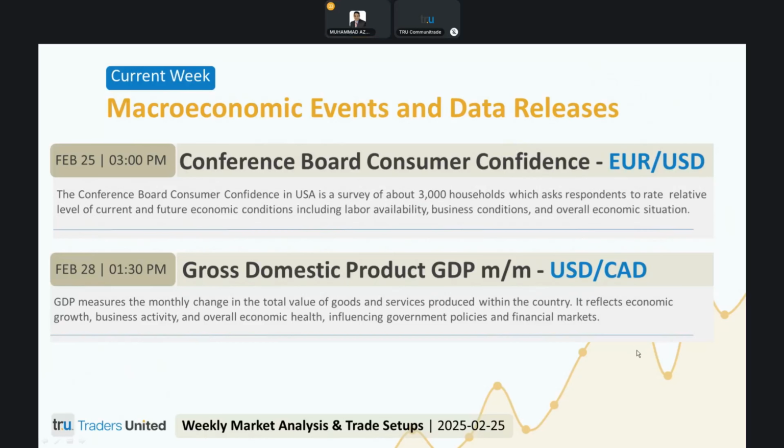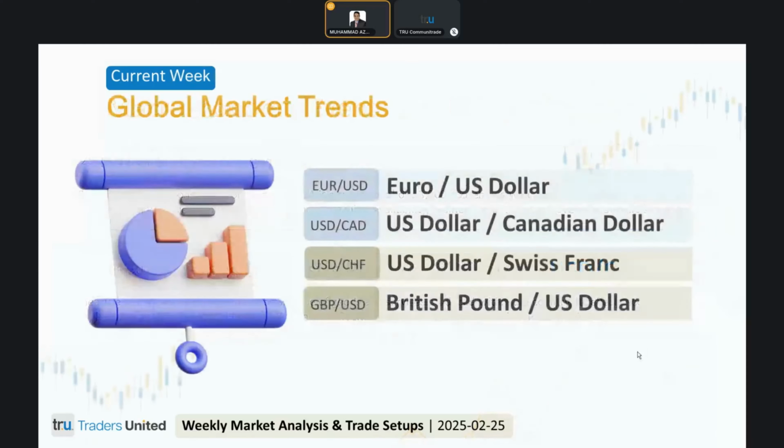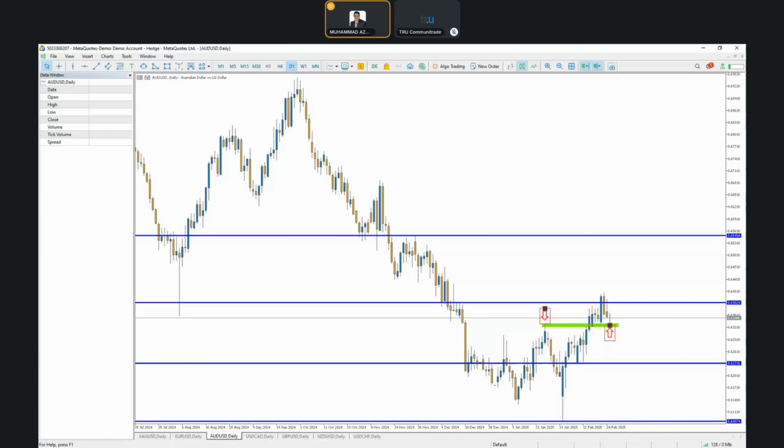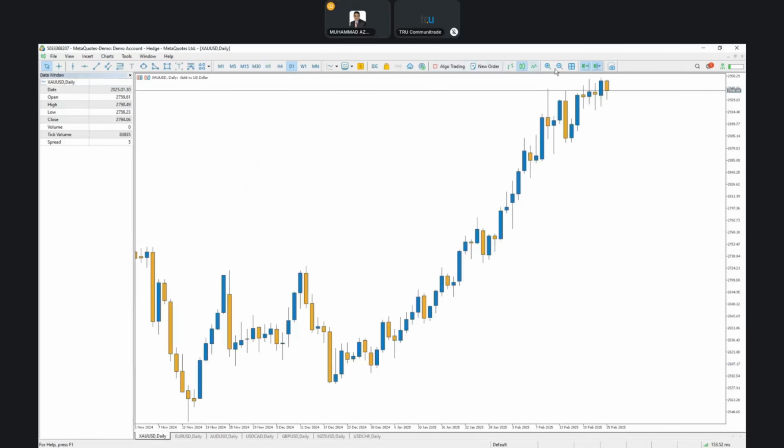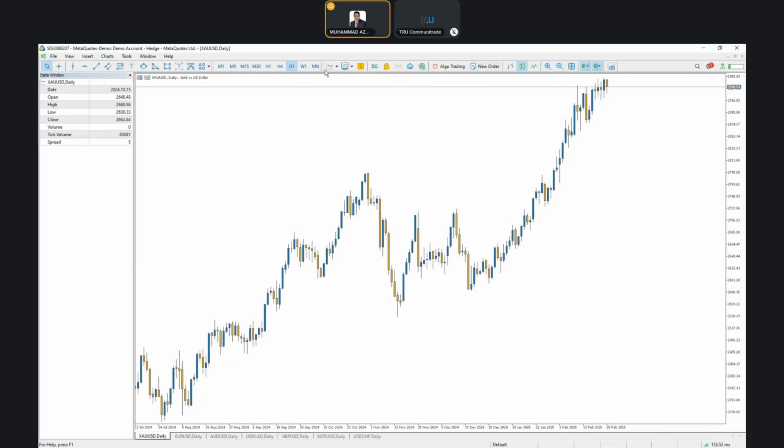Let's move forward. Then we have the global market trends, and I'm going to talk about euro dollar, US dollar versus Canadian dollar, US dollar Swiss franc, British pound, and I'm also going to cover some trade setups as well. But let me first talk about the spot gold. So let's take a look at the gold chart.